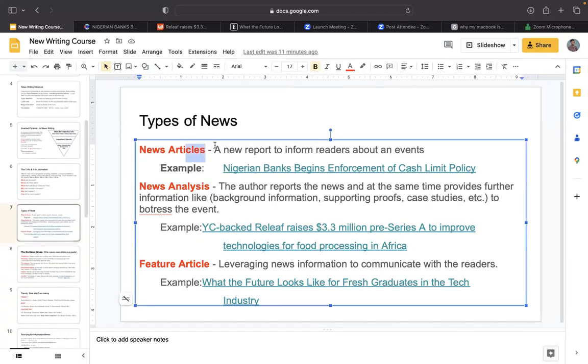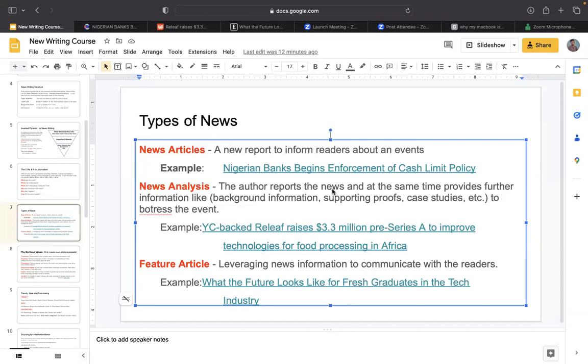All right, types of news. It can be kind of confusing when it comes to talking about types of news, because at times people may be referring to something else. So this is a breakdown, more like types of news articles. We have news articles, which are news reports that inform the readers about an event.